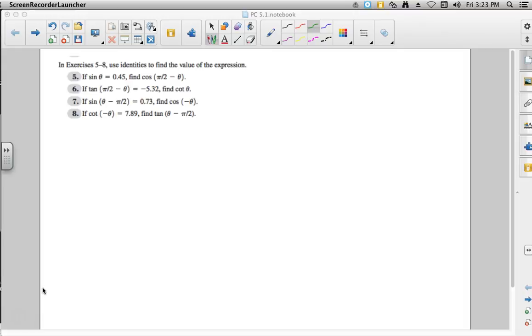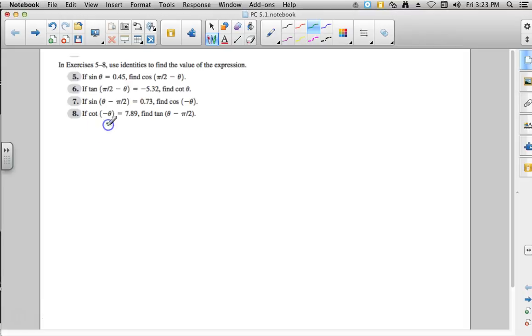For number 8, the first thing I noticed about this was they left the negative inside the parentheses, and we know we're not supposed to do that. So what we would do is say, hey, cotangent has odd symmetry, so I can move that negative out in front. But really, we want to go after the second portion here, because we can see we have some identity work to do. And hopefully you noticed, wait a minute, cofunctions are supposed to be pi over 2 minus theta.